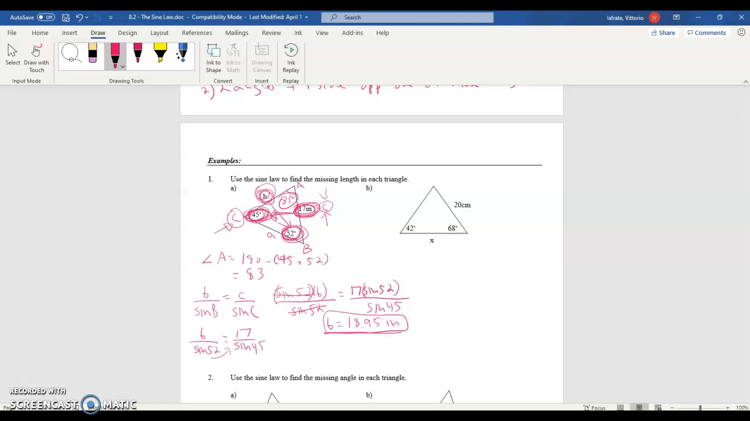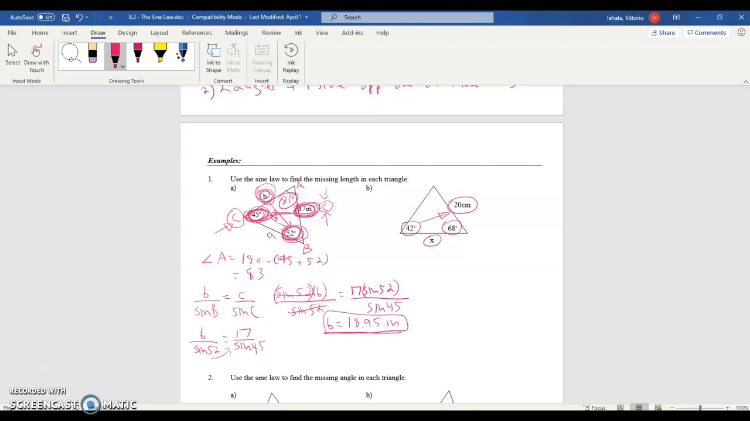Let's try this example here. Let's see what we have. So this is another scenario where we have two angles and a side that's opposite to one of those angles. And we're looking for this side here. Can we do it as is? So we want to find x.